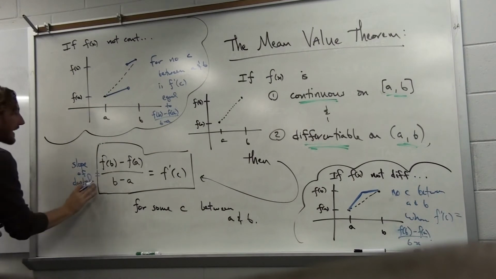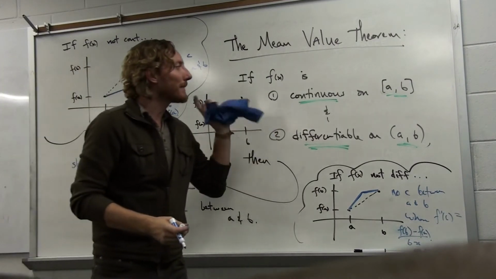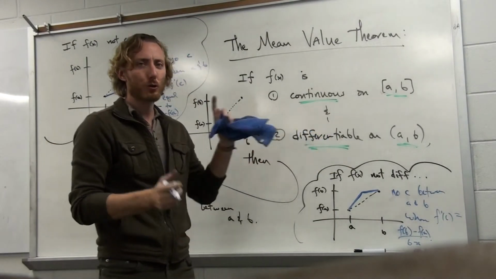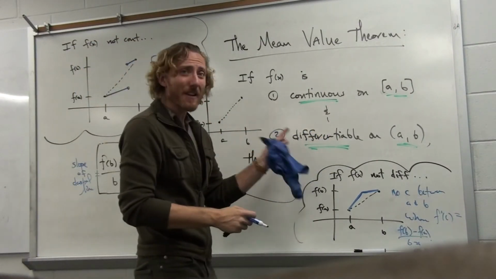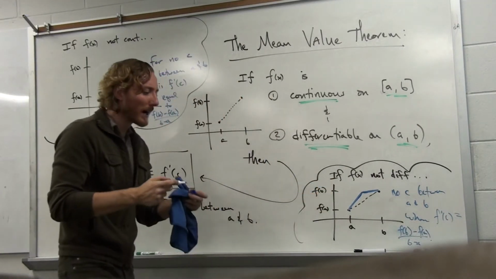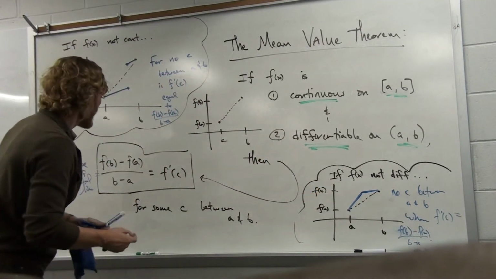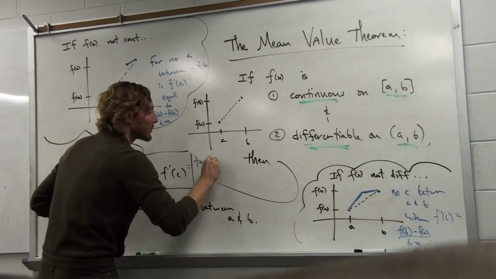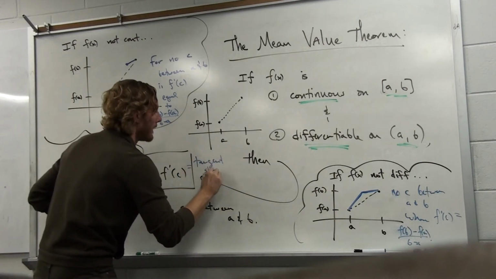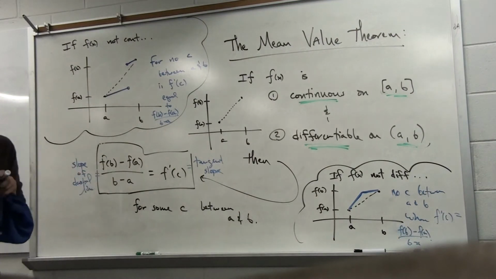And now, the mean value theorem says, if you have a function that is continuous, you're drawing it with no jumps, holes, or asymptotes, without picking up your pencil, and differentiable, no corners, no cusps, a smooth function, then there must be a point C where the tangent slope equals the slope of the dashed line.